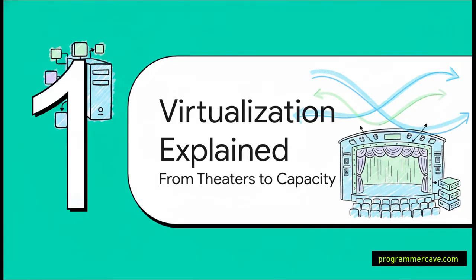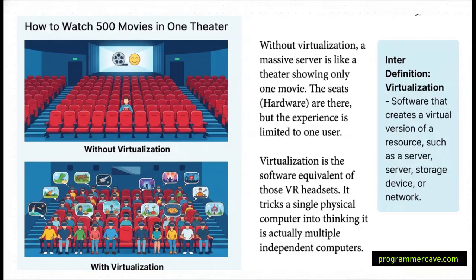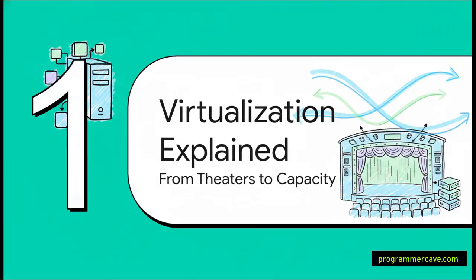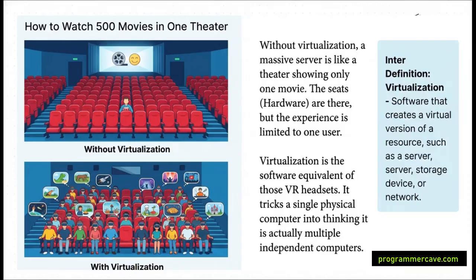So, to solve this, we needed a completely new way of thinking. And that brings us to our first big concept, virtualization. This is the technology that lets us take back all of that wasted power and capacity. To really get your head around this, just imagine a huge movie theater. Now, the old way of doing things was like showing one movie to just one person in a 500-seat auditorium. A total waste, right? Virtualization, on the other hand, is like giving every single person in that theater their own VR headset. Suddenly, you can have 500 people watching 500 different movies, all at the same time, all while sharing the exact same physical space.